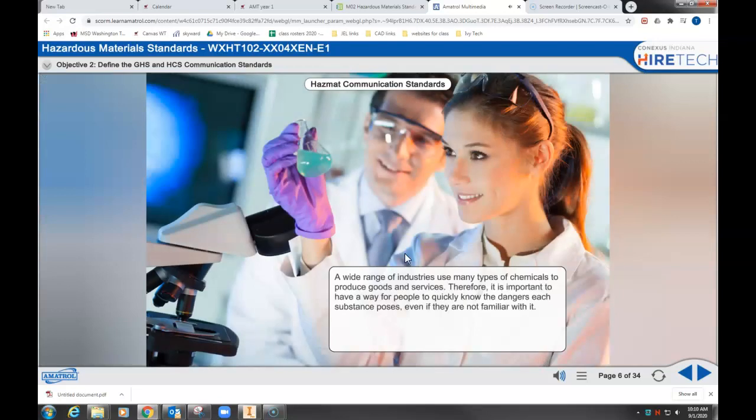A wide range of industries use many types of chemicals to produce goods and services. Therefore, it is important to have a way for people to quickly know the dangers each substance poses, even if they are not familiar with it. Hazardous materials communication standards are regulations that describe how to communicate the hazards of chemicals through labeling and other documentation.